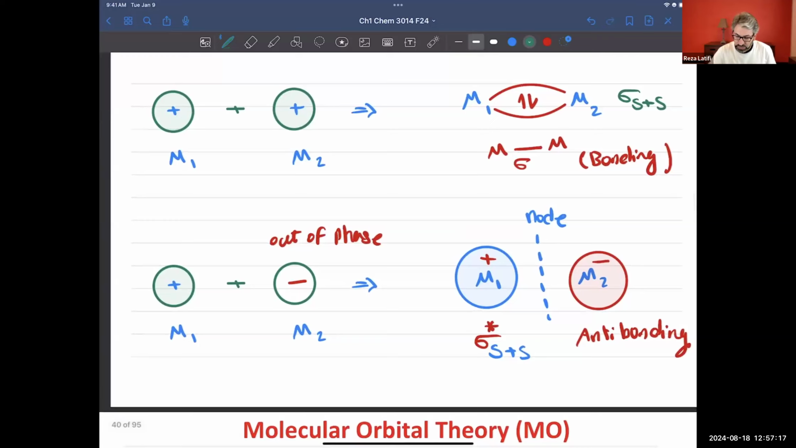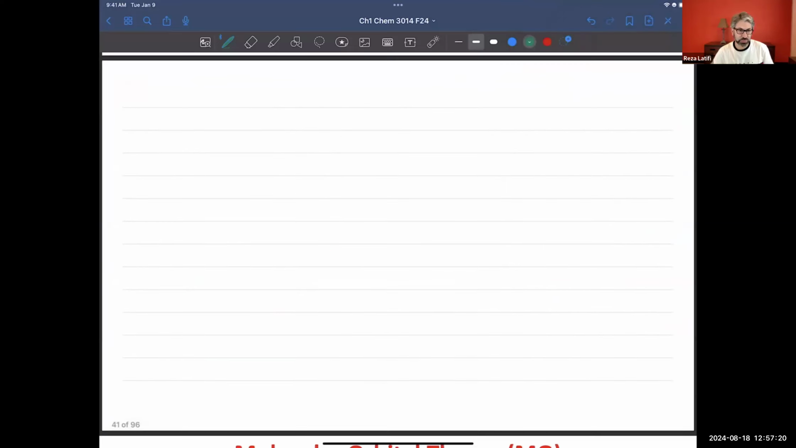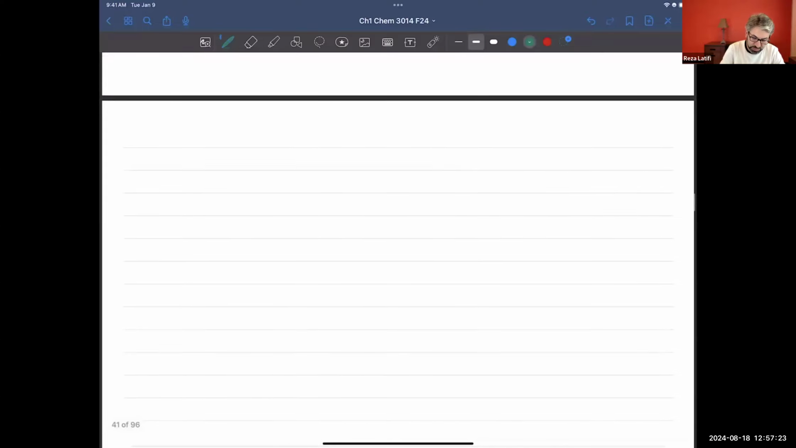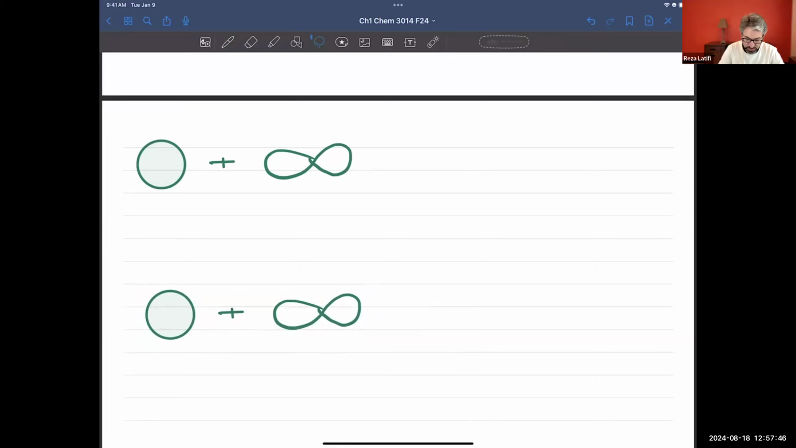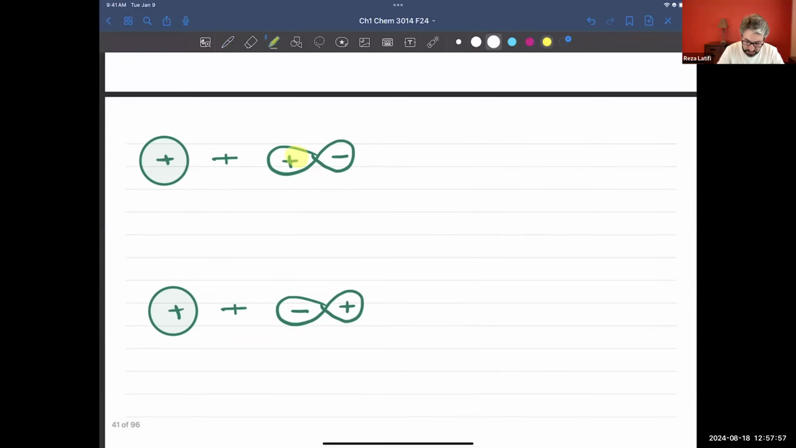Now, let's interact the hydrogen or S orbital with a P orbital. Imagine we have an S orbital interacting with a P orbital, and this is our P orbital. Of course, I want them to interact head-to-head, so I'm going to draw it this way. I have two possibilities for it. They can be in phase or out of phase. So let's copy this. The first one is plus. If this one is plus, that one is also plus; or this is a plus and this one is minus. We can highlight them.